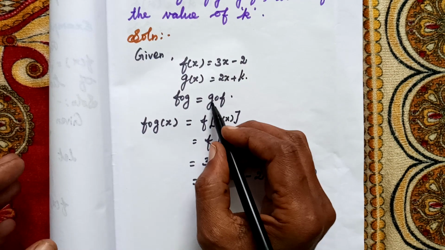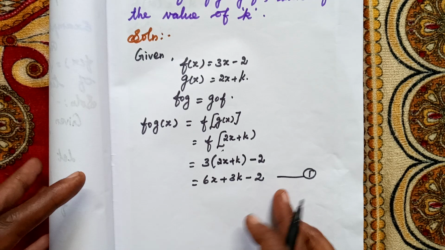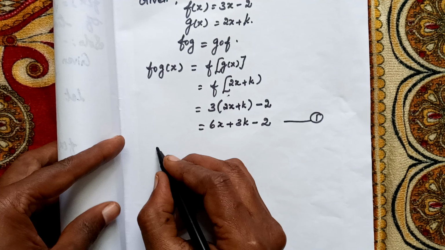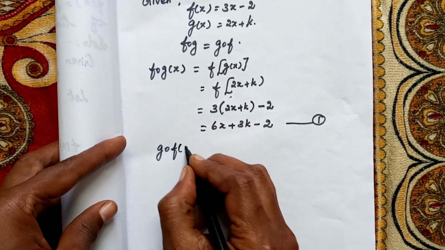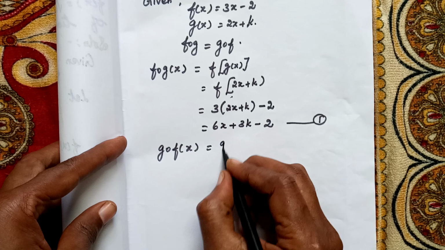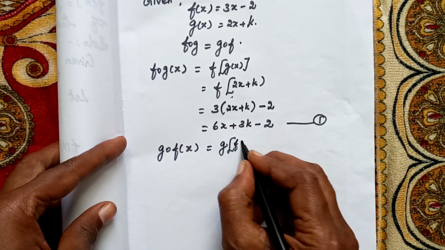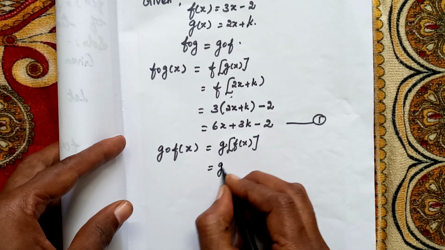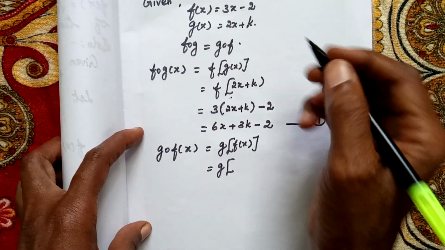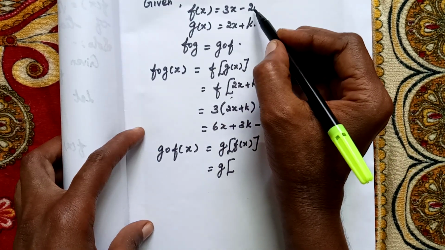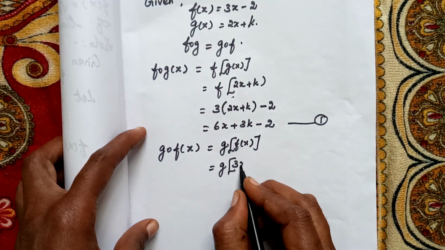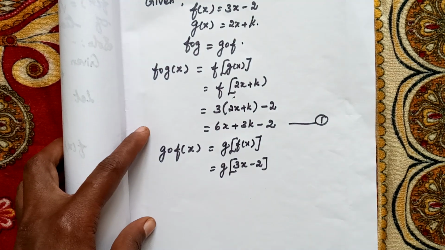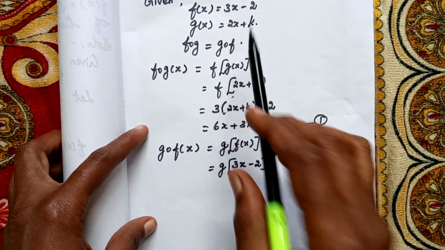Next, we also want to find g composite f of x, which is equal to g of f of x. What do we have to substitute in place of f of x? 3x minus 2. So it is g of 3x minus 2.